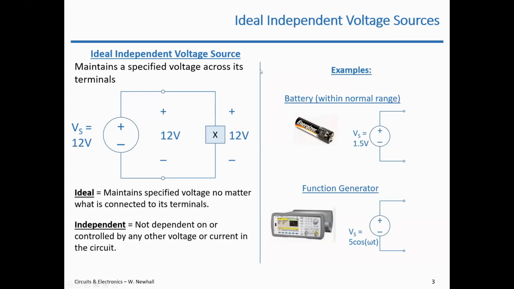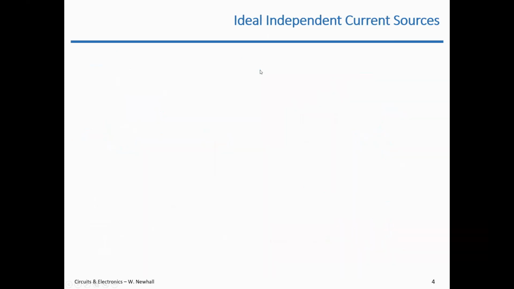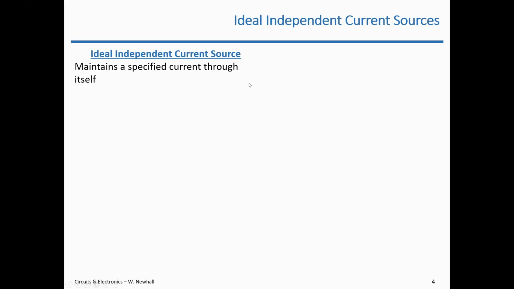Now let's move on to a current source. A current source maintains a specified current through itself. Instead of maintaining a voltage, it maintains a current. So here's the schematic symbol. The ideal independent current source is a circle with the arrow. It has a specified current next to it. This source will maintain 5 amps through itself. Presumably this current source is connected to something, right? It can't maintain current into nothing. That current has to flow somewhere out of the source and then back into the source.